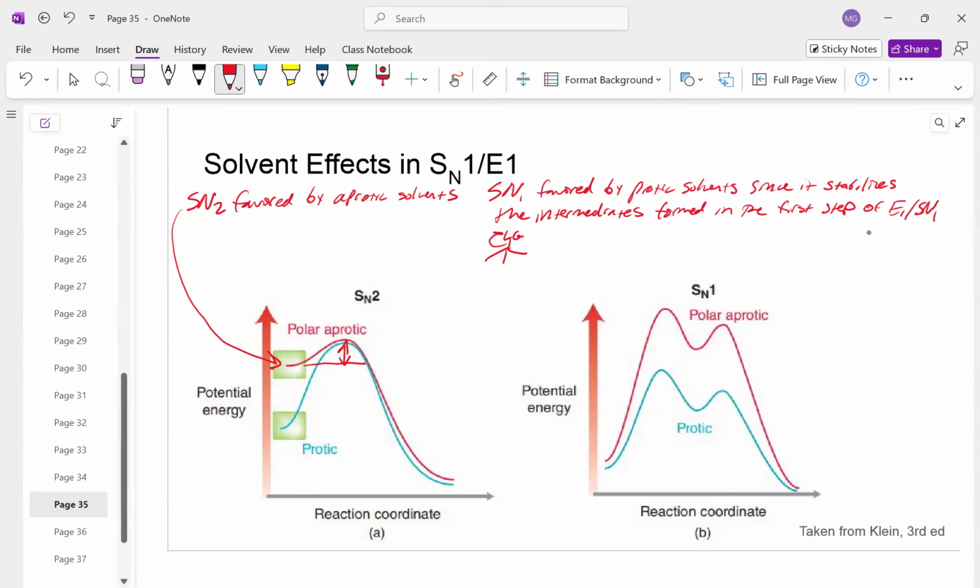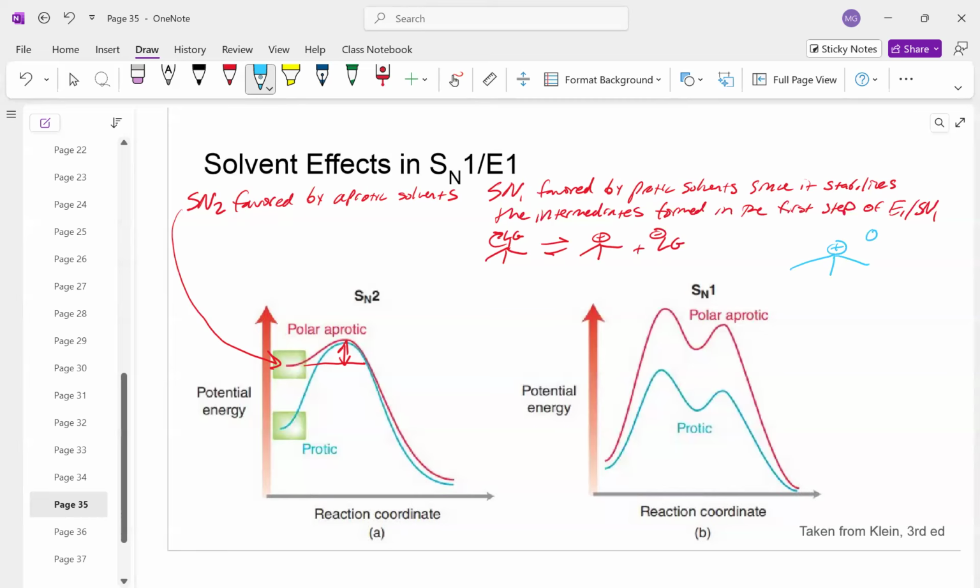So the leaving group leaves, and you get a carbocation and that leaving group ion. So a polar protic solvent can help stabilize both of those charges. So if we look at a carbocation here, and let's imagine our solvent is water.